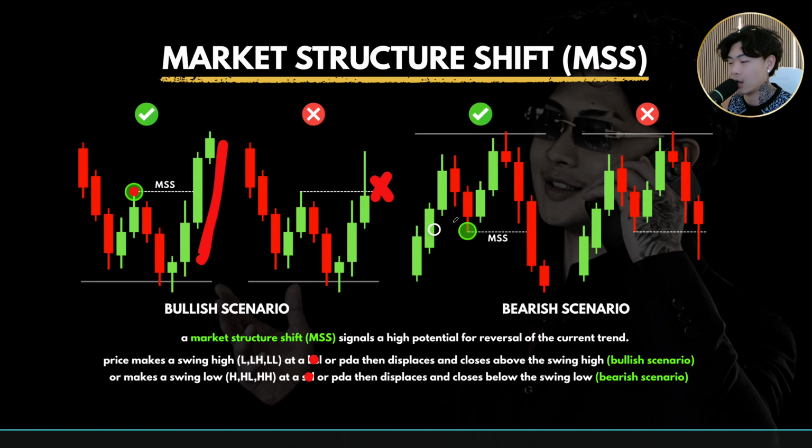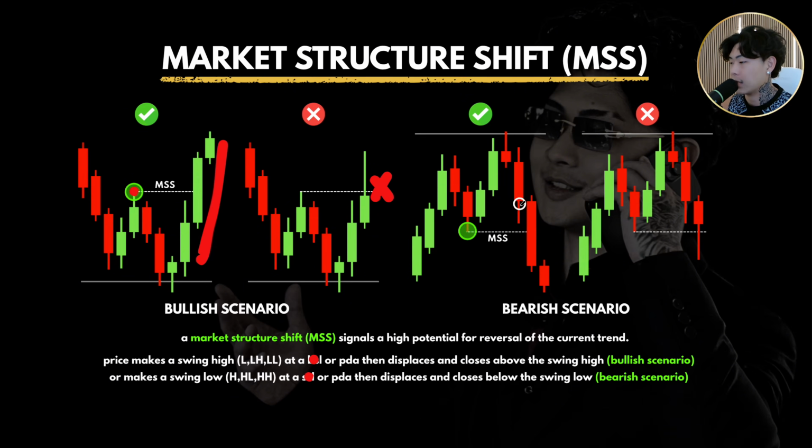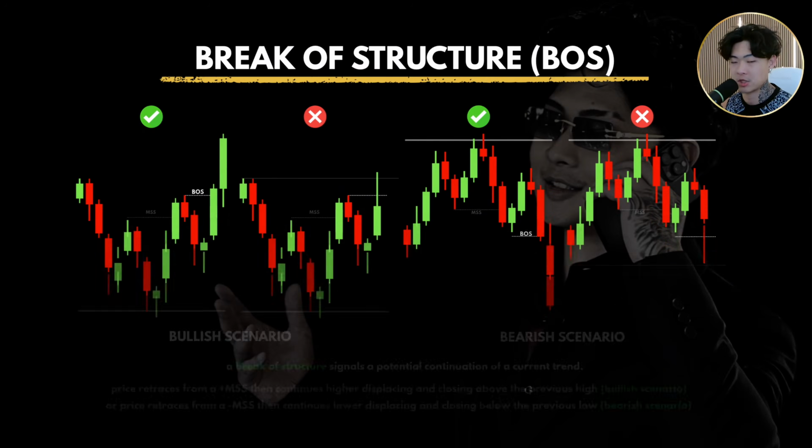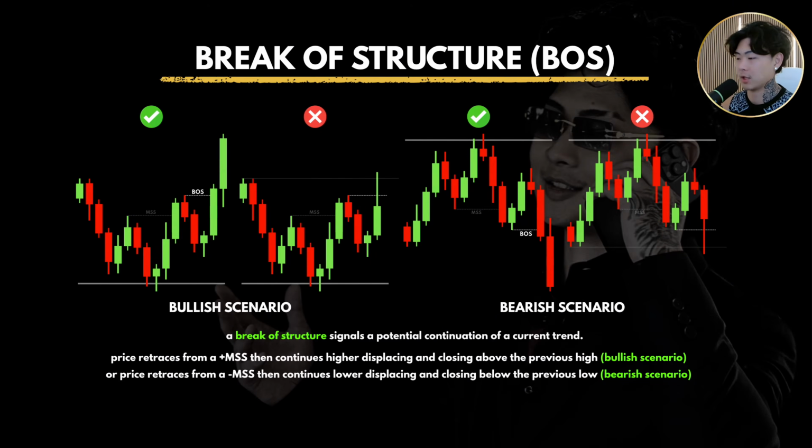And same thing when bearish. You want to see that swing low get put in, sweep liquidity, displace and close below that swing low. If it does not displace and close below it, that is not a market structure shift. So now that you understand that, we'll go ahead and take a look at some examples. So just make sure you're taking screenshots of these so you can refer to them for later.